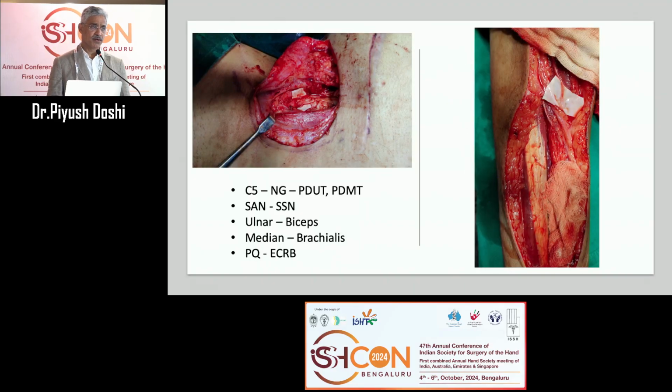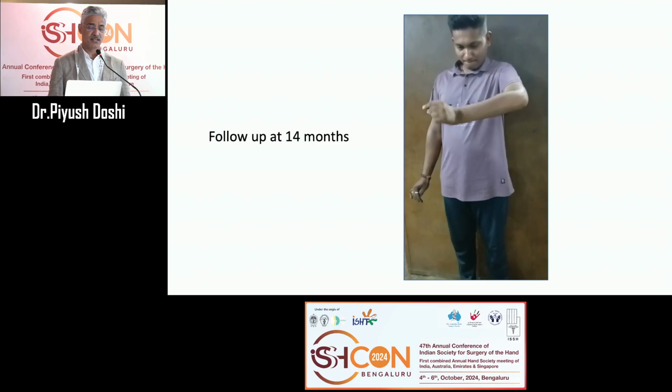And he was offered, we found a C5 root, so we did a nerve grafting from the C5 root to the posterior division of upper and middle trunk, and then spinal accessory to suprascapular nerve transfer was done, ulnar to biceps, median to brachialis were done, and along with that PQ to ECRB was also done. And this is the result he got.